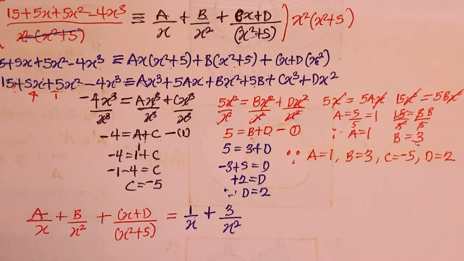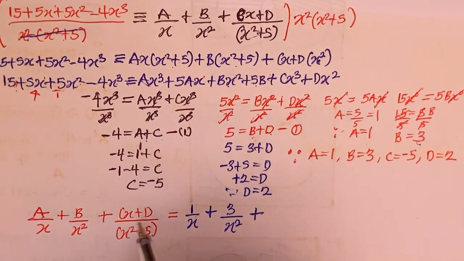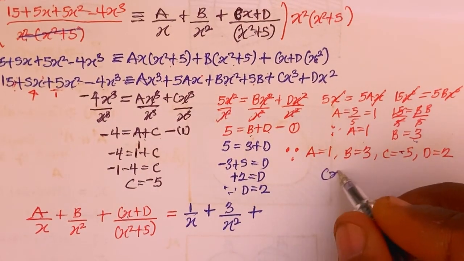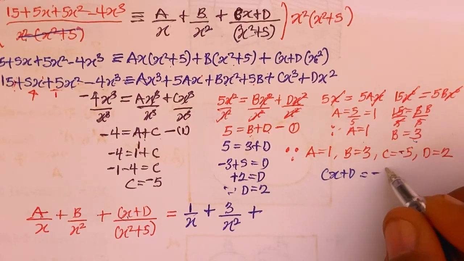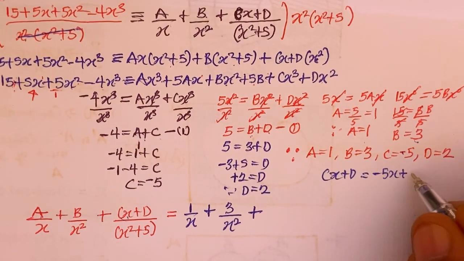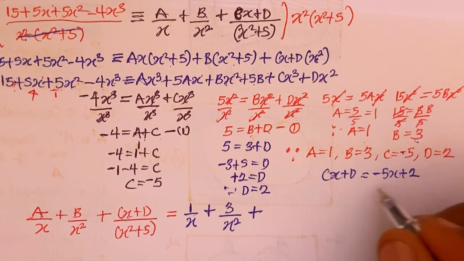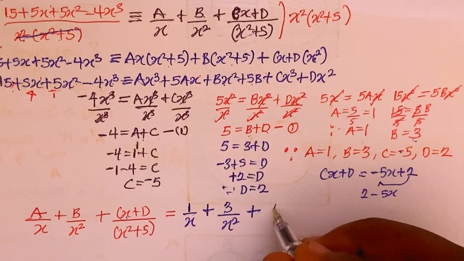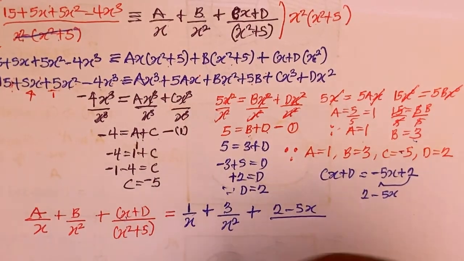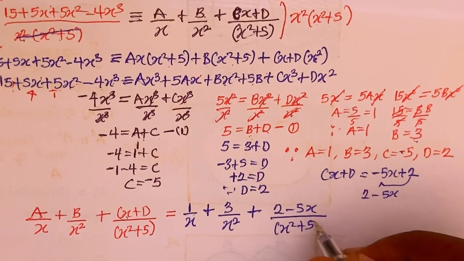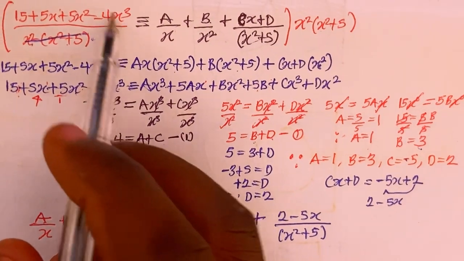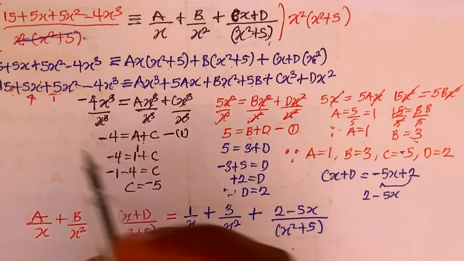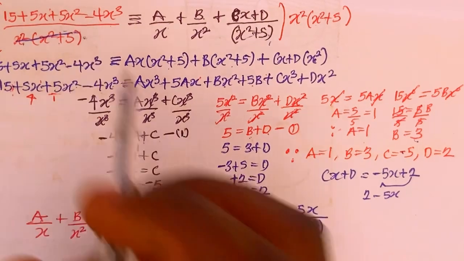Then the next one I'm having is plus cx plus d. In this case, my c is minus 5, so cx plus d is minus 5x plus d. D is 2, so I can just bring this to this side and say this is actually plus 2 minus 5x divided by s squared plus 5. So the expression of this partial fraction is this, which is equal to this.